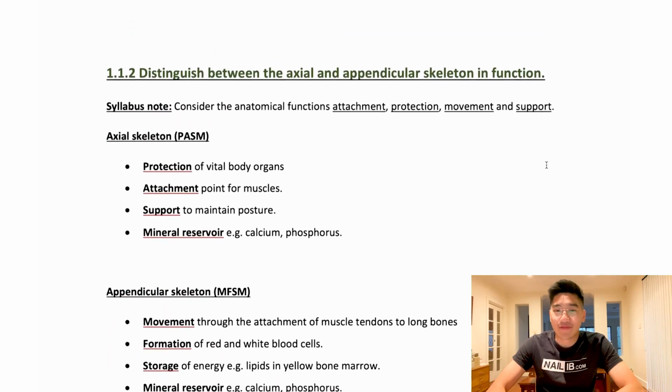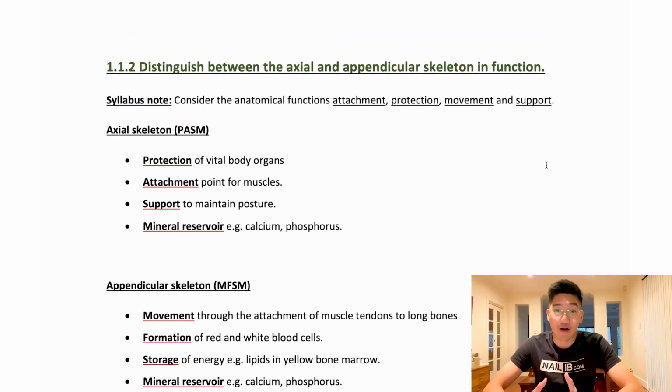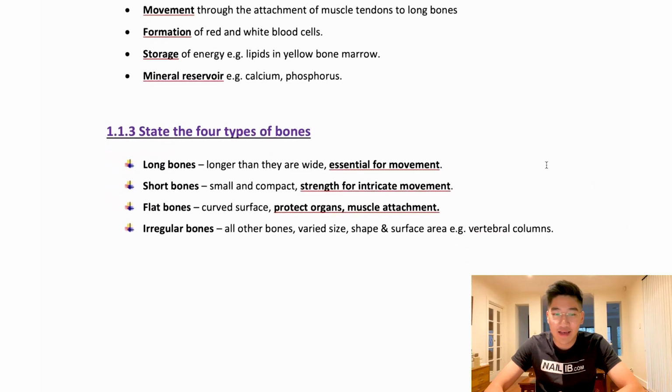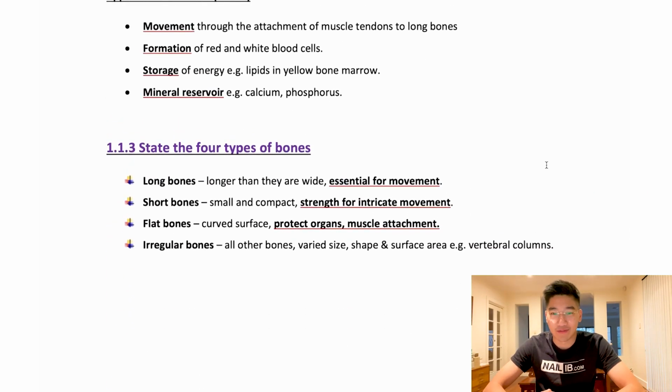So that concludes this video looking at our learning objective of distinguishing between the function of the axial and appendicular skeletons, as well as stating the 4 types of bones.